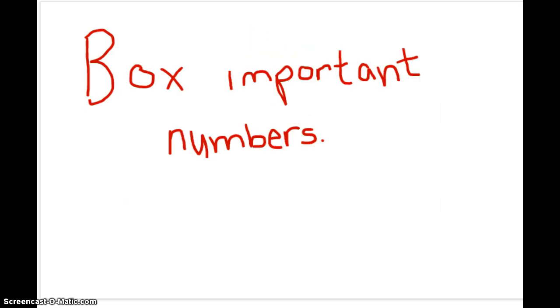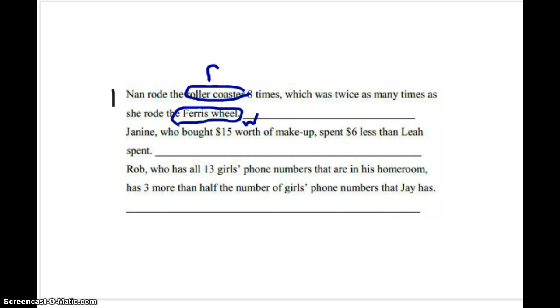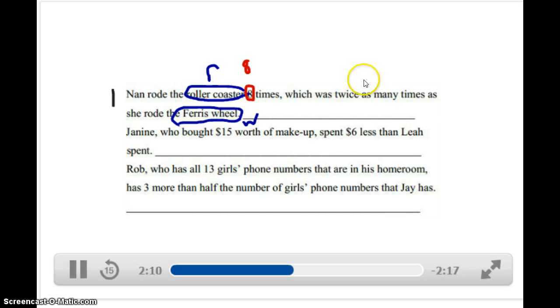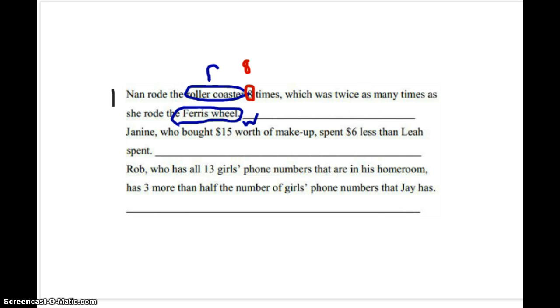Now we're going to box important numbers. All right, what are the important numbers? The first one I identify is 8. It's a number. It's written for me. It has to be important. So I'm going to write it again above just because that's where I have my room. Now the other one is twice. As I look here, I can see twice right here, but twice we have in our list of words. So we're going to hold off on it for right now.